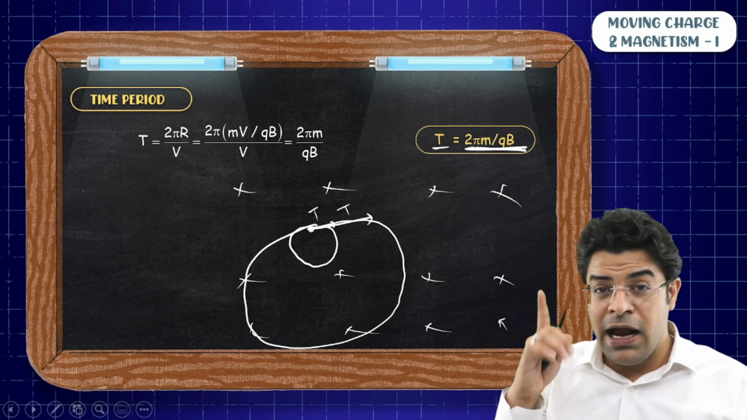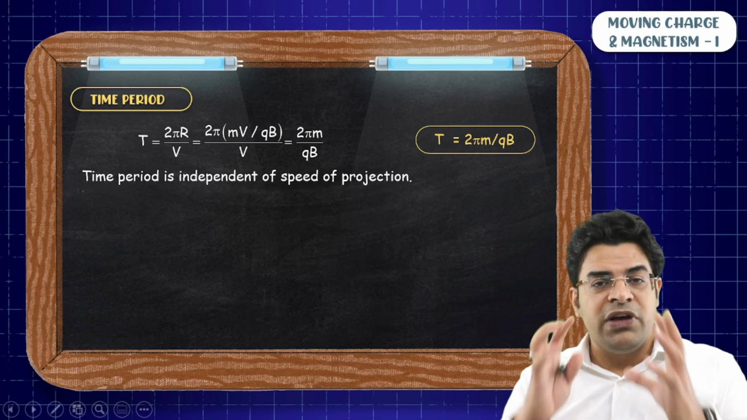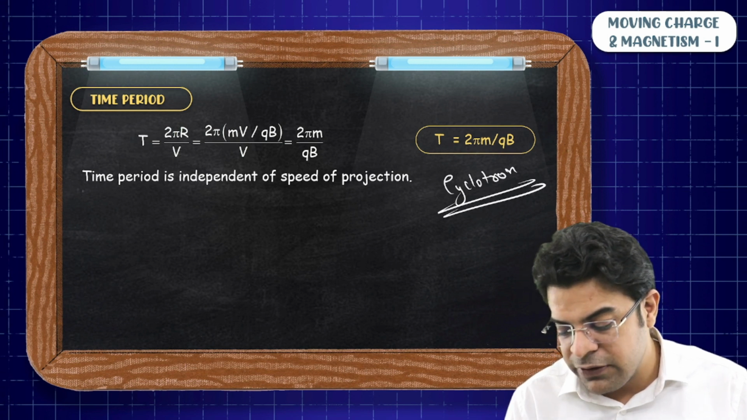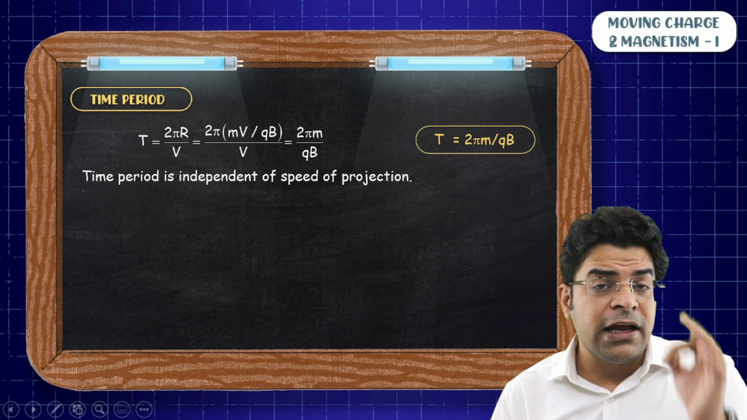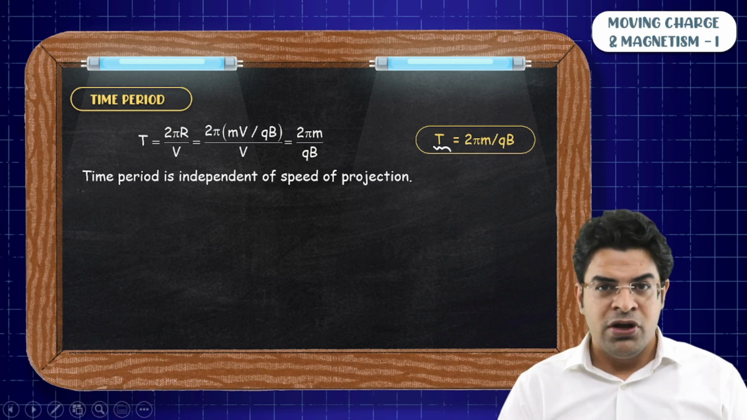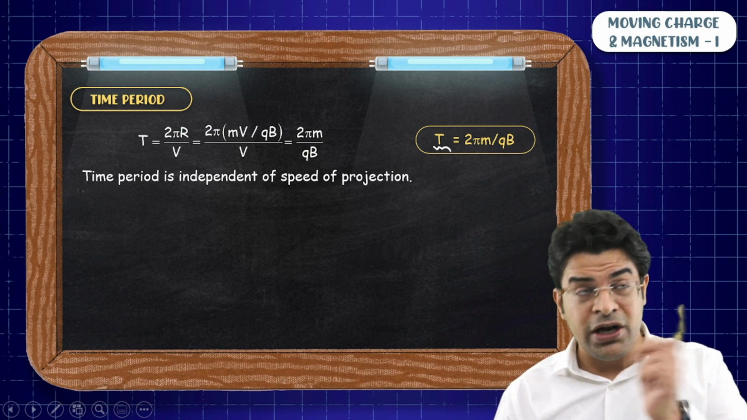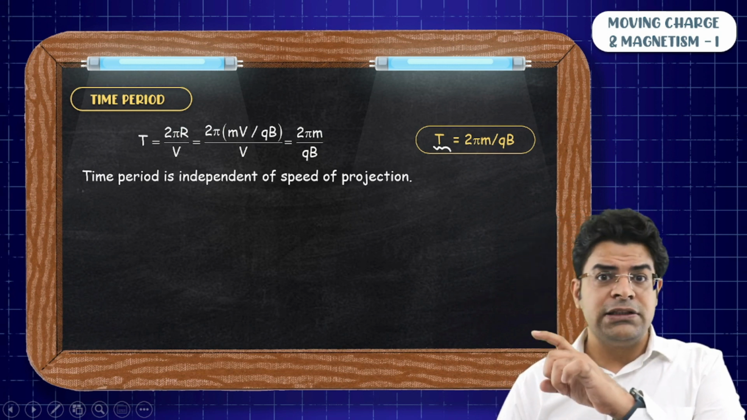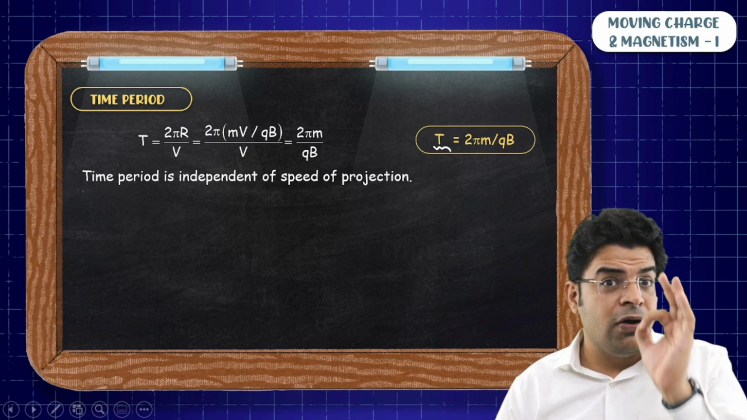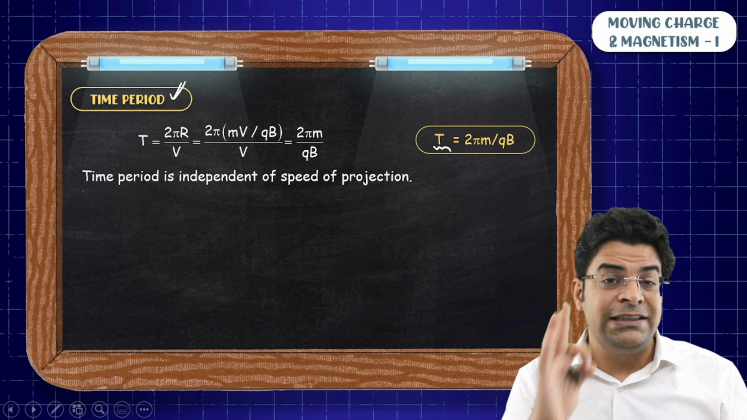time period. And on this simple concept that the time period is independent of the speed of projection, we have a beautiful device called the cyclotron, which is used to accelerate charged particles. The cyclotron can accelerate charged particles on this basic argument that the time period of circular motion of a charged particle is independent of its speed. So greater the speed, greater the radius, but the faster it is moving, so you get the same time period. The time period of a charged particle moving in a transverse magnetic field is independent of its speed.